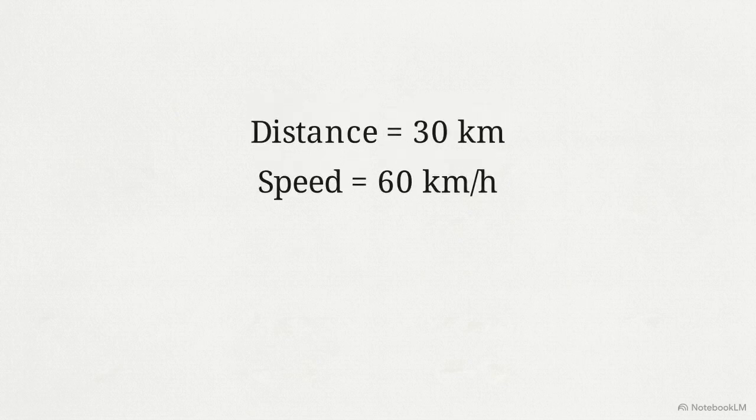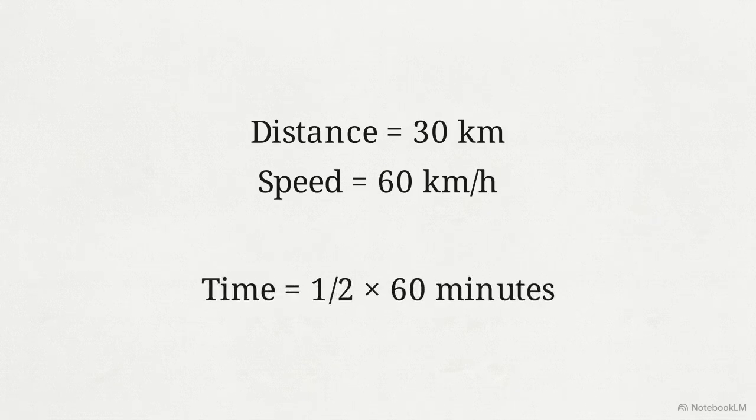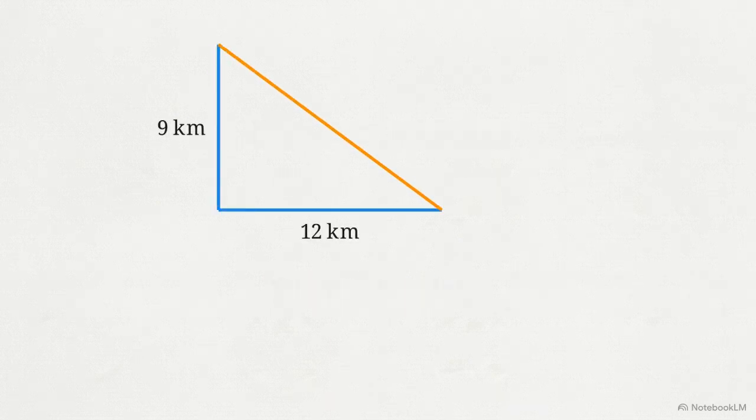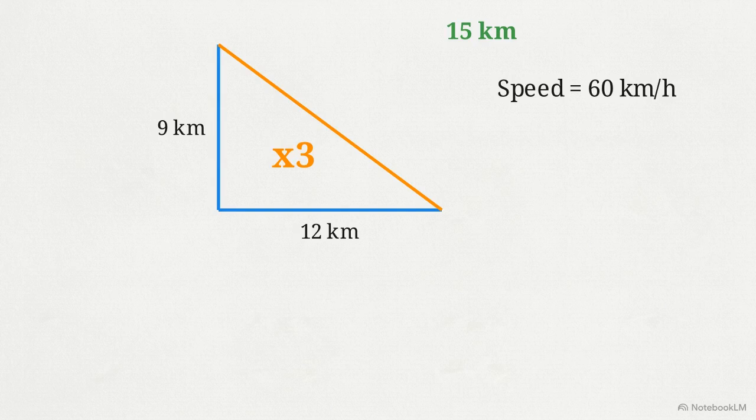For a vehicle traveling 30 kilometers at 60 kilometers per hour, we divide 30 by 60. That leaves 1/2 of an hour, which easily converts to 30 minutes. Finally, consider perpendicular sides of 9 and 12 kilometers, with a vehicle speed of 60 kilometers per hour. Using our 3, 4, 5 multiplier, the distance is 15 kilometers. 15 divided by 60 gives 1/4 of an hour, or 15 minutes.